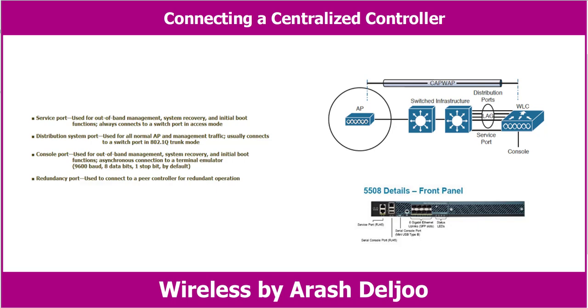In this video, I'm going to talk about connecting a centralized controller. Cisco wireless LAN controllers partner with lightweight access points, or LAPs, to provide connectivity between a wired network and mobile wireless clients. The wired network infrastructure also transports the packets that make up the CAPWAP, or Control and Provisioning of Wireless Access Points, tunnels between the controllers and the access points, or APs.